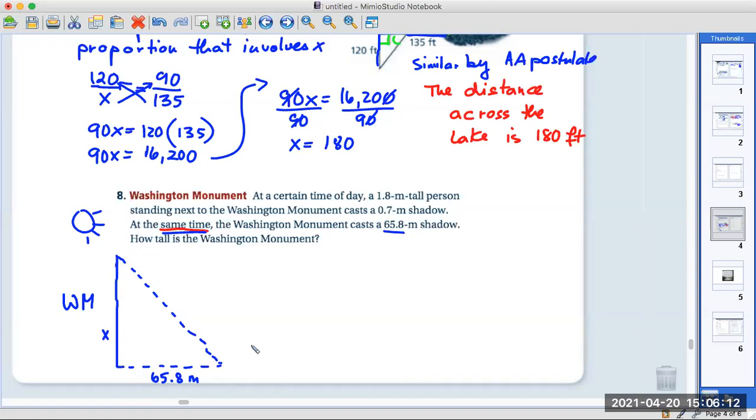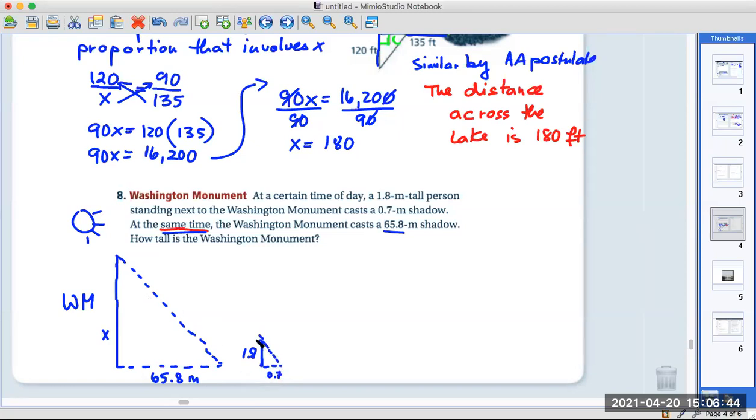Okay, makes sense? So now we have a little person or a big person. 1.8 meters is 6 feet. So this person is standing here. It's not to scale apparently, because I can't draw this small tiny person. This person is 1.8 meters tall and casts a shadow of 0.7 meters. So there's our second triangle.